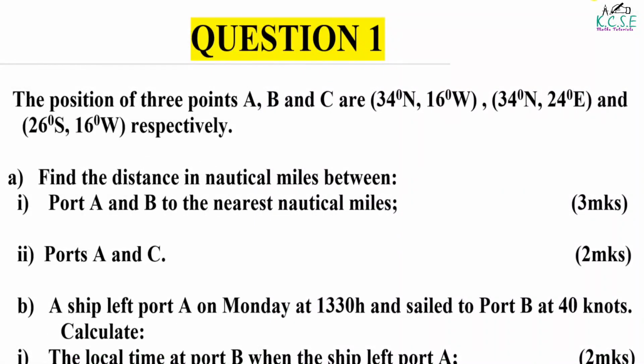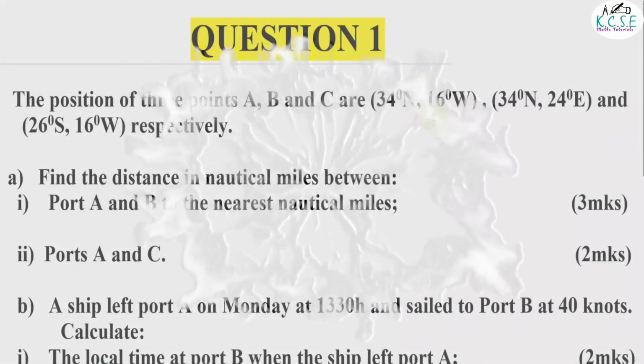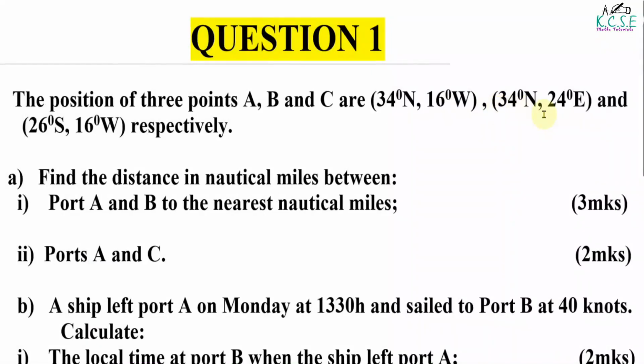Question number 1. The positions of 3 points A, B, and C have these coordinates: 34 degrees north, 16 degrees west; 34 degrees north, 24 degrees east; and 26 degrees south and 16 degrees west respectively. So those are the 3 positions, A, B, and C. Let's go to the first question.